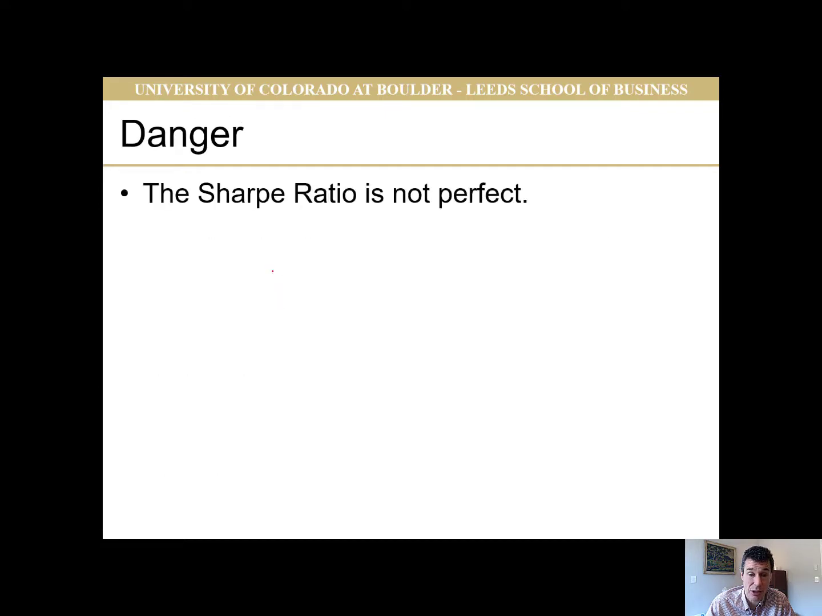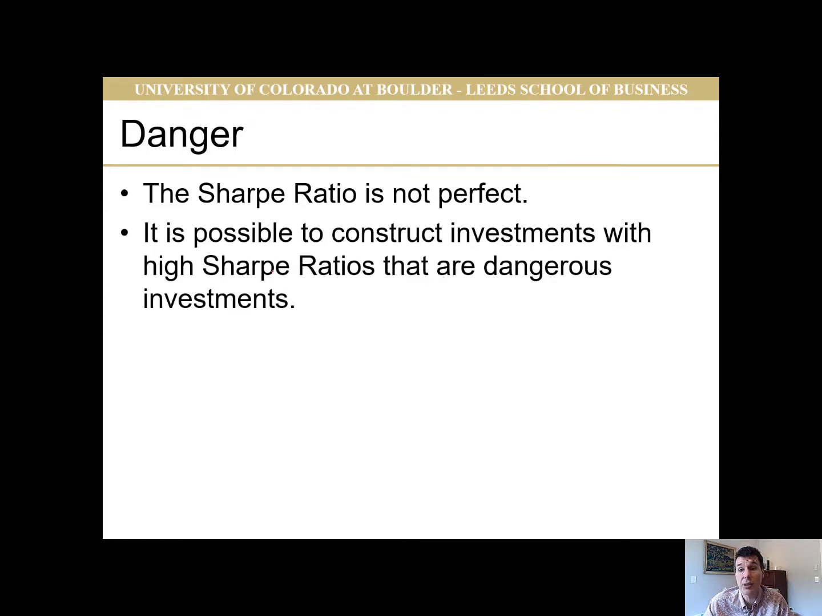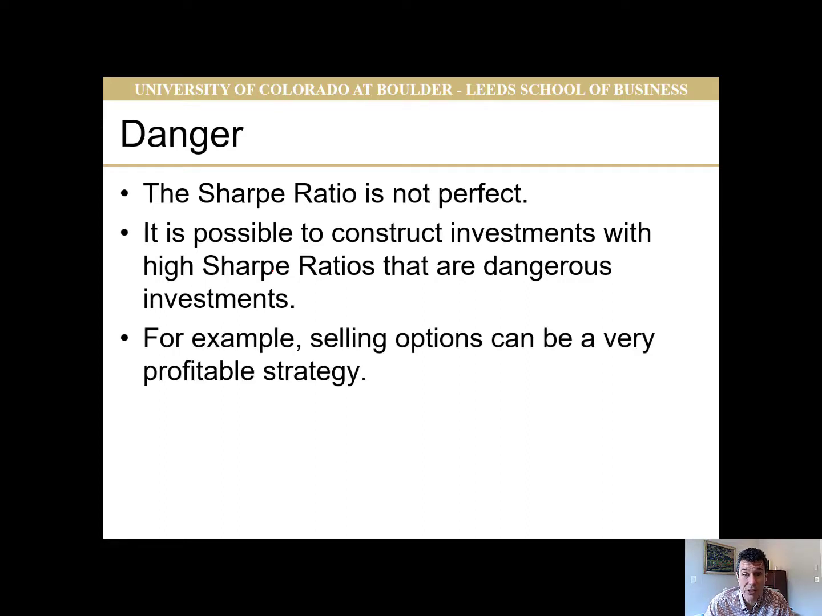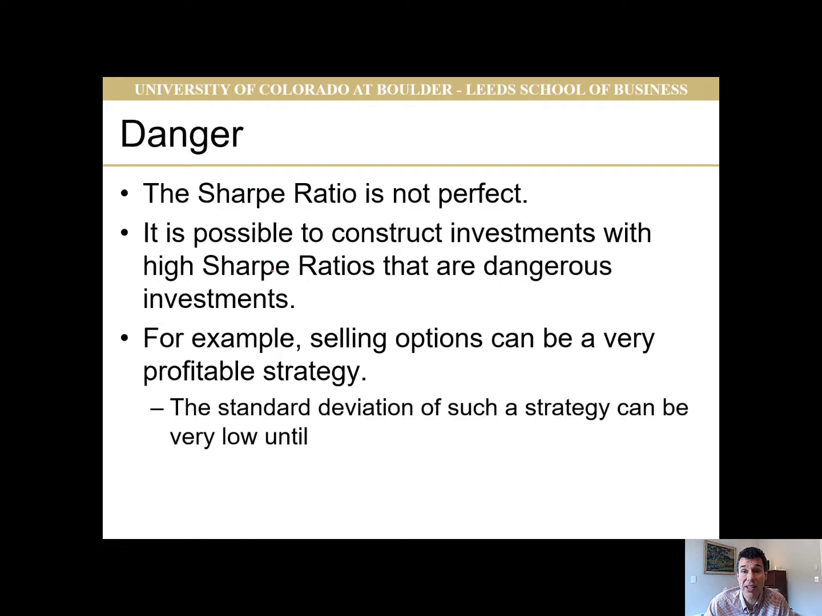Now there's a danger here. The Sharpe ratio is not perfect. It assumes, certainly, that standard deviation is a good measure of risk. And if standard deviation is not a good measure of risk, then this ratio doesn't mean a lot. And it is possible to construct investments with very high Sharpe ratios that are incredibly dangerous. For example, selling options can be a very profitable strategy. The standard deviation of such a strategy can be very low until a catastrophic loss occurs.